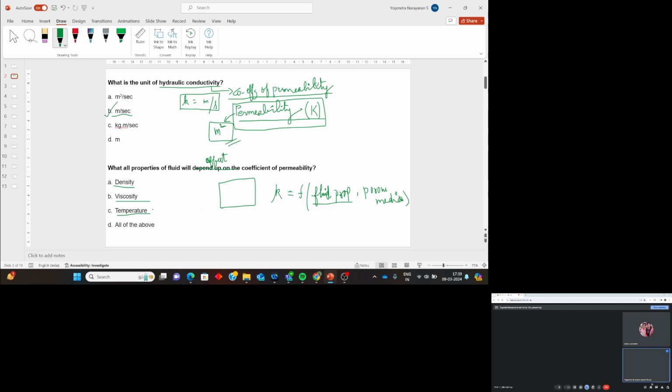And temperature indirectly affects these two properties. If the temperature of the fluid is higher, the viscosity of the fluid will be lesser, as well as the density of the fluid, which in turn affects the coefficient of permeability. So these three parameters will affect small k, and hence the option will be all of the above.